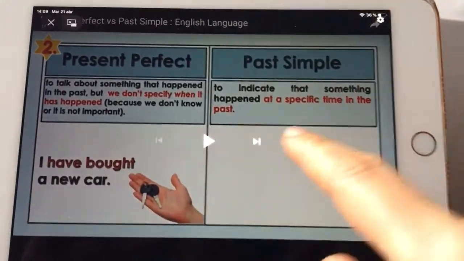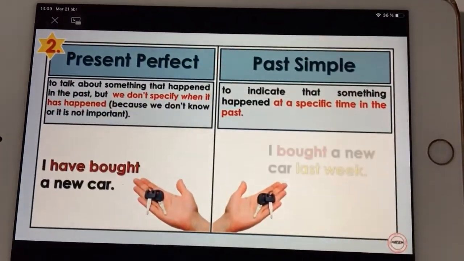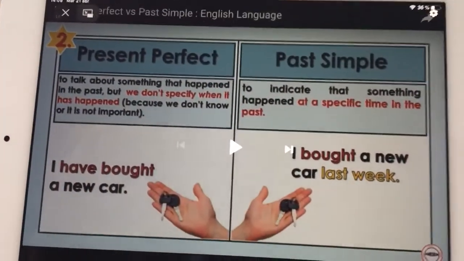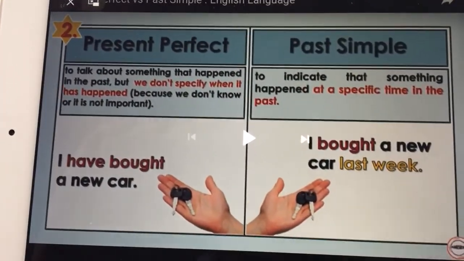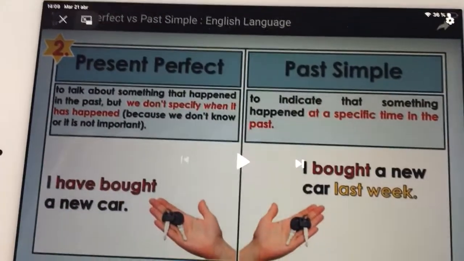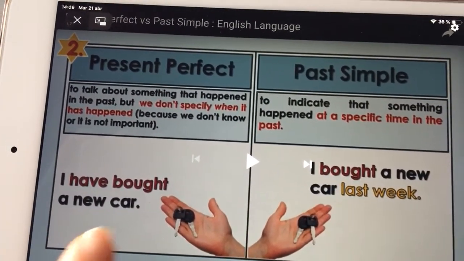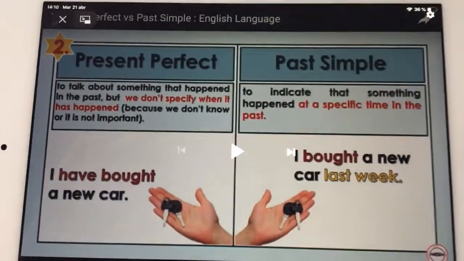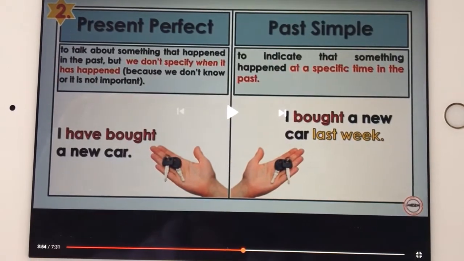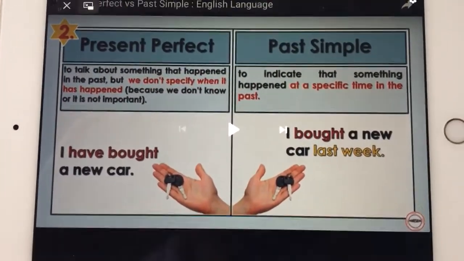And here in the past simple, again, is to indicate that something happened at a specific time, okay? That is in the past. You bought a new car last week, okay? This is over. And this is something very recent, okay? So these are the main situations that we can differentiate for when to use present perfect and past simple. Yes?